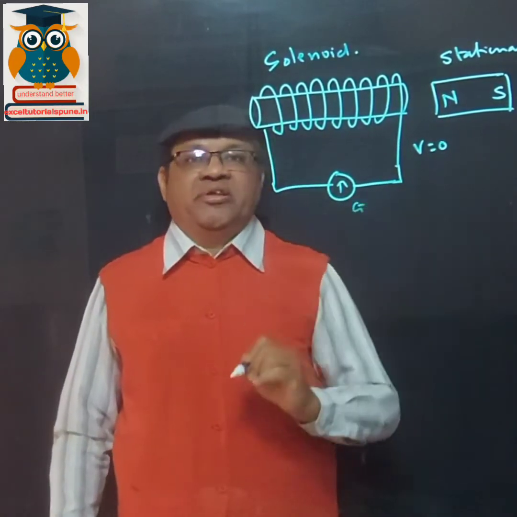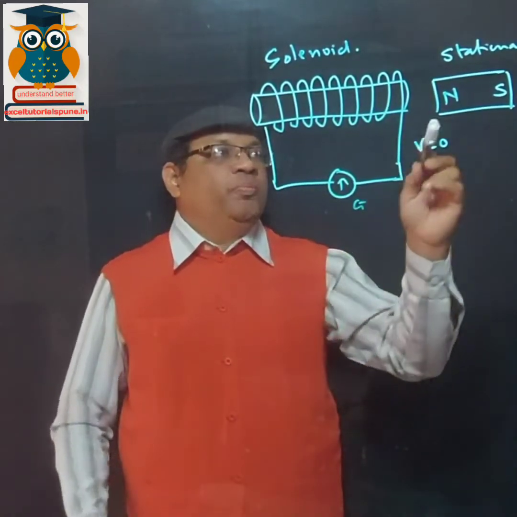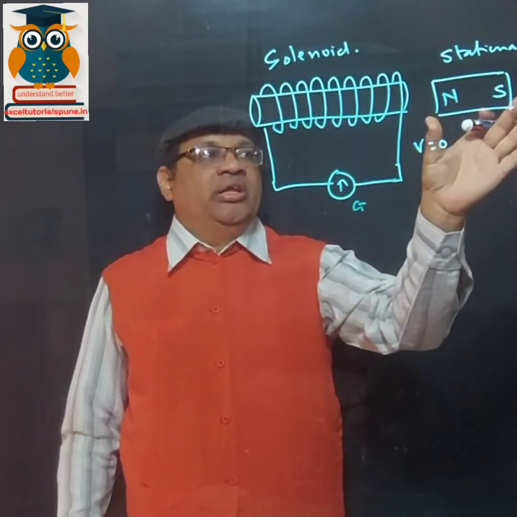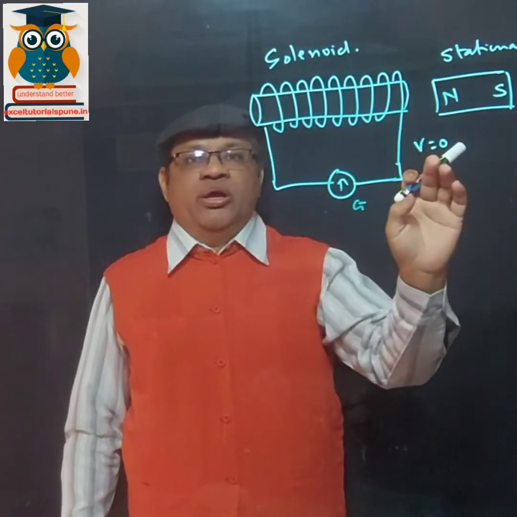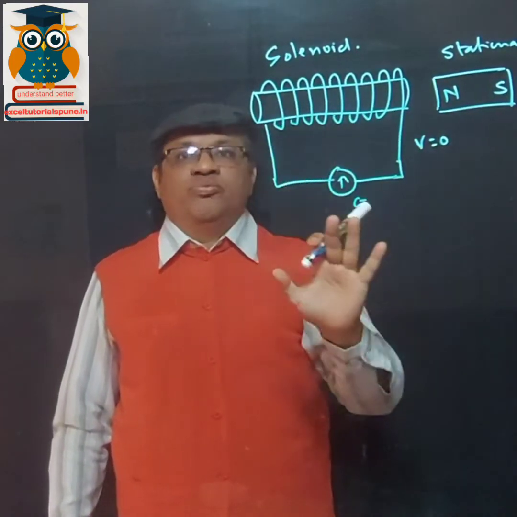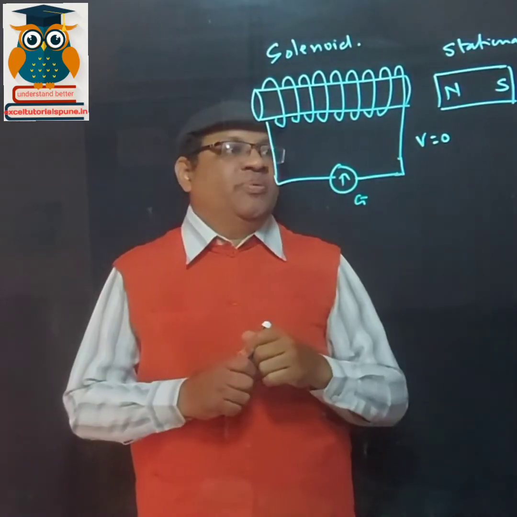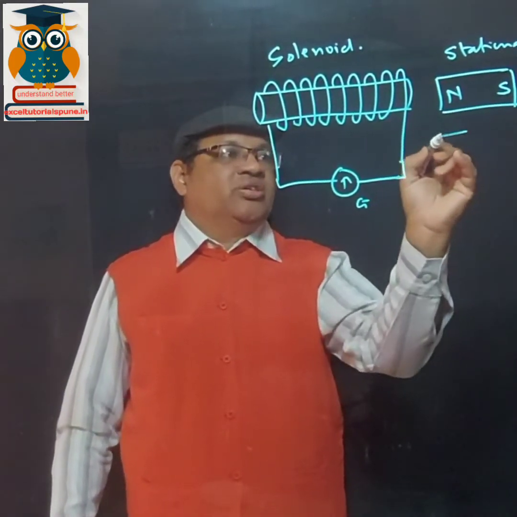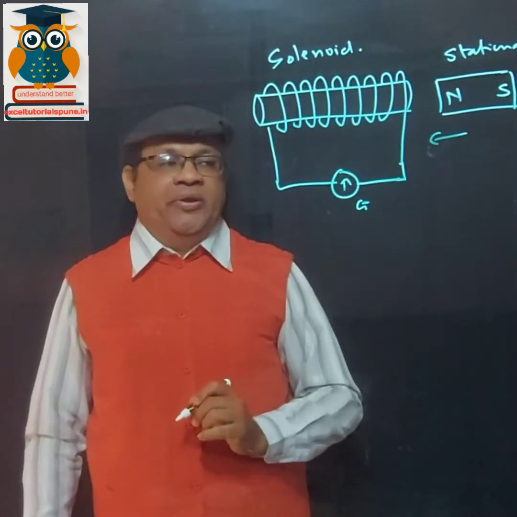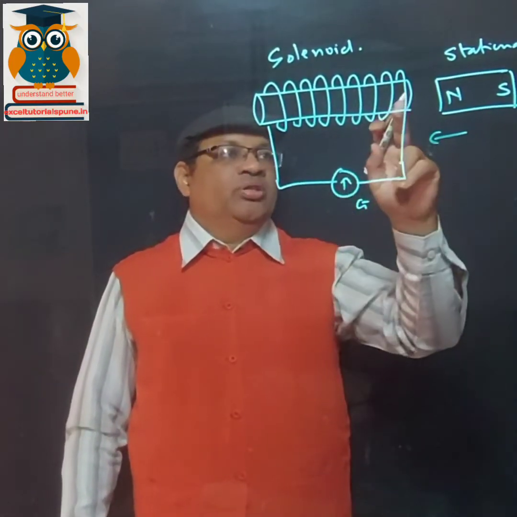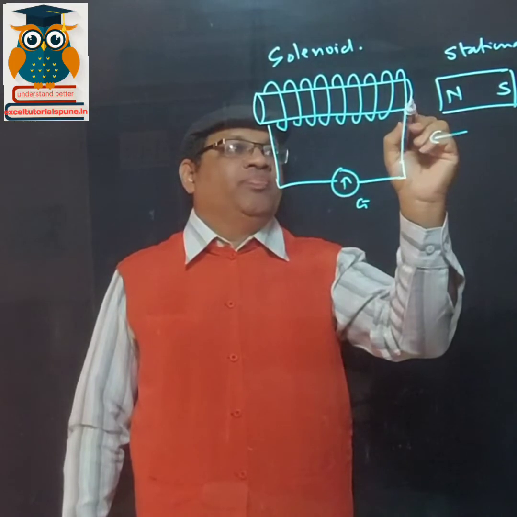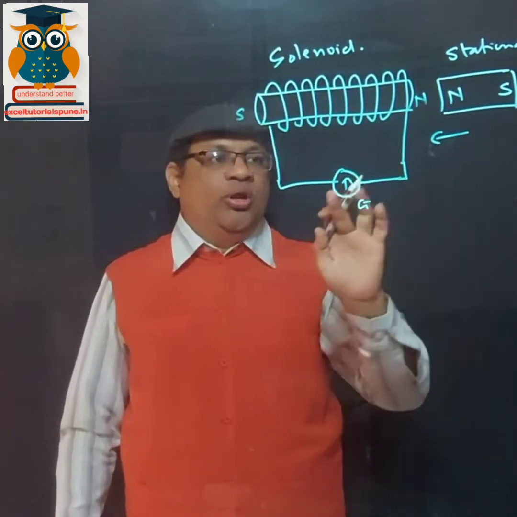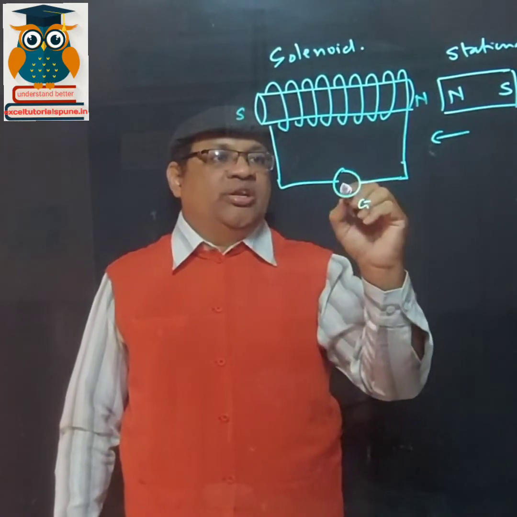The galvanometer is used to detect the current. If you bring a magnet next to it and there is no movement, then nothing is observed. But if you move this magnet's north pole very fast towards this solenoid, then what will happen? This end will have north polarity and the other will have south polarity, and the needle will point towards the north direction.